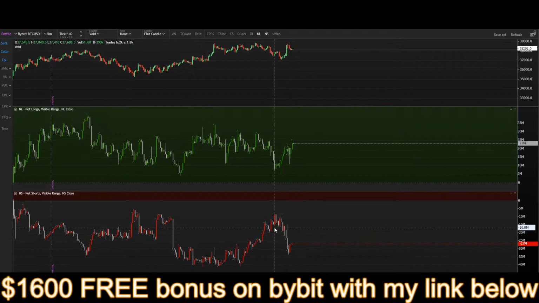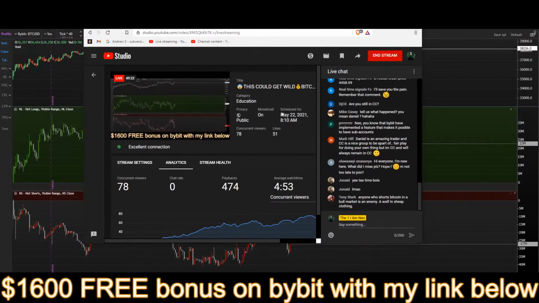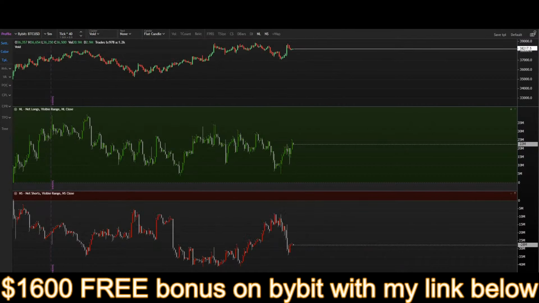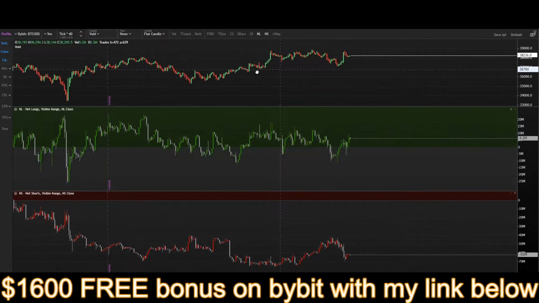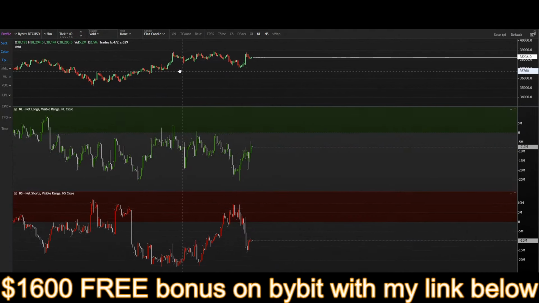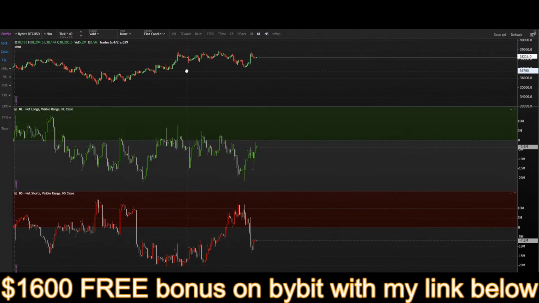This person, Tony Stark, this is pretty funny. Anybody who shorts Bitcoin in a bull market is an enemy, a wolf in sheep's clothing. Well, hey, man, if you refuse to go with the trend, that's your business. So you're basically saying anybody who shorts and accumulates more Bitcoin as it's going down is, yeah, okay, you're funny. So there's nothing really there.